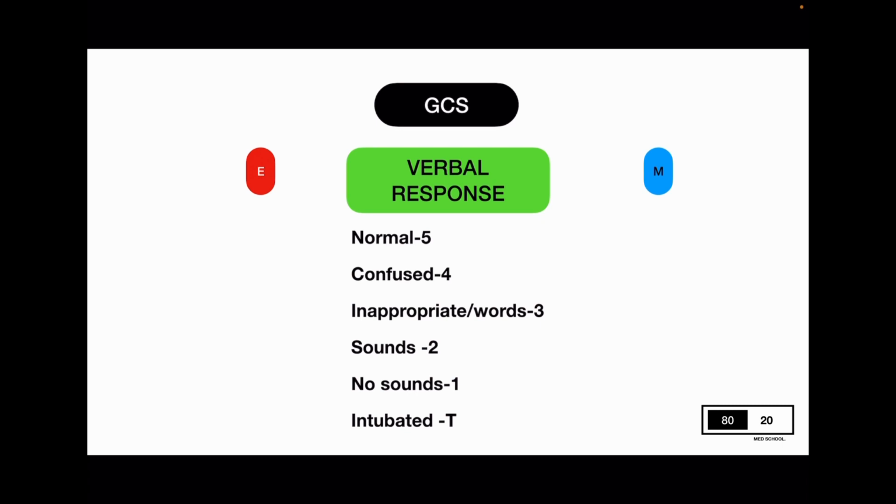If the patient can't speak sentences and is speaking only inappropriate words, then the score is 3. If he's making only sounds, there are no words at all, then the score is 2. And for the score of 1, he's not making any sounds at all. If the patient is intubated, we cannot calculate the verbal component of GCS, and it is written as VT.